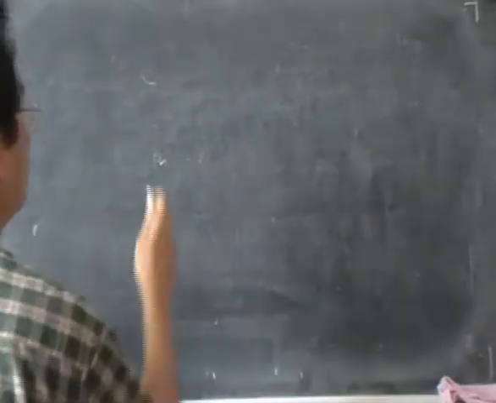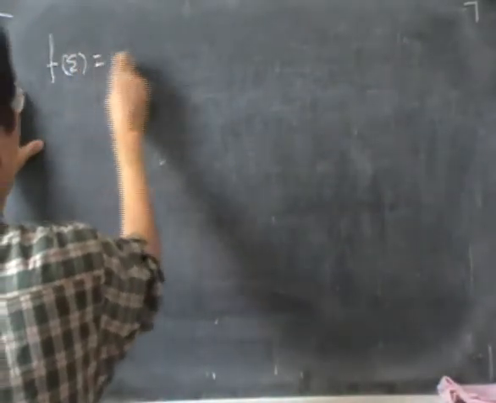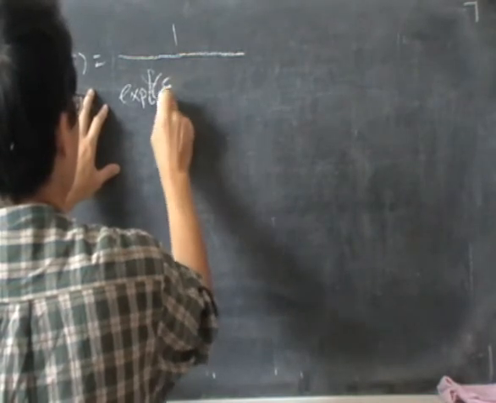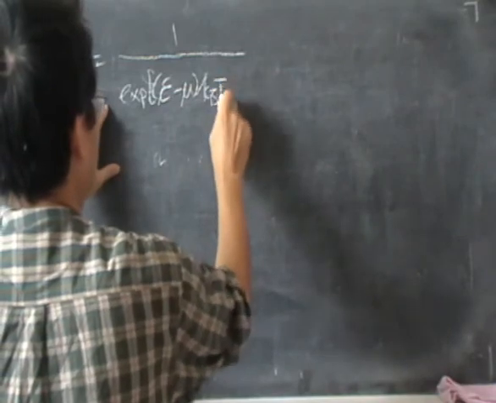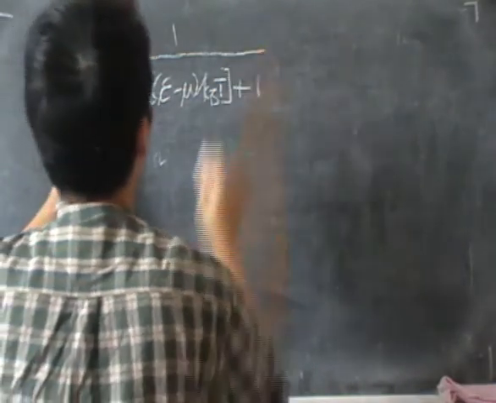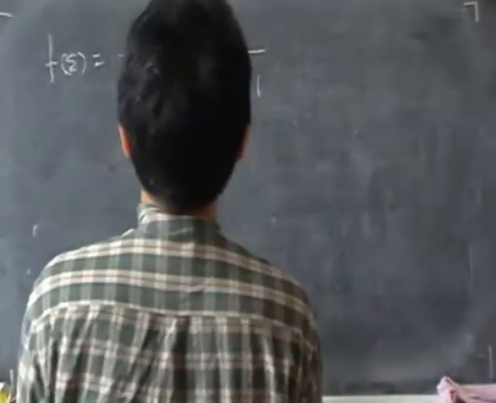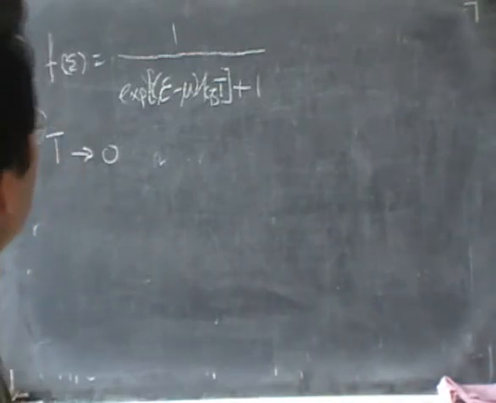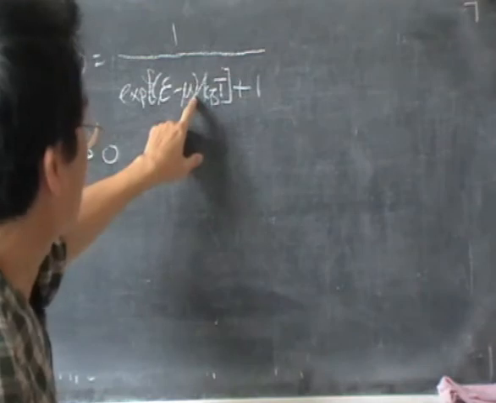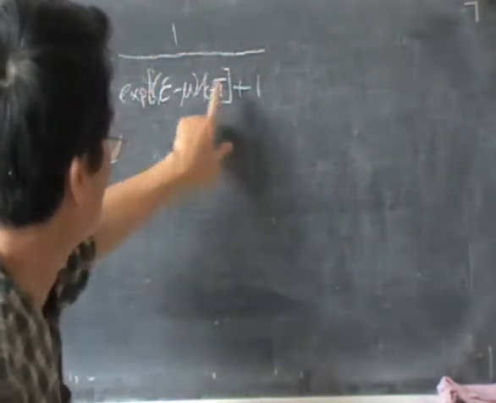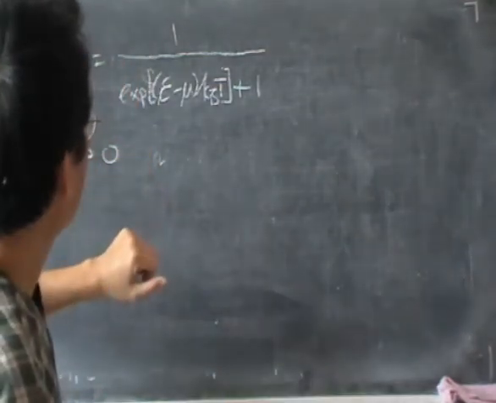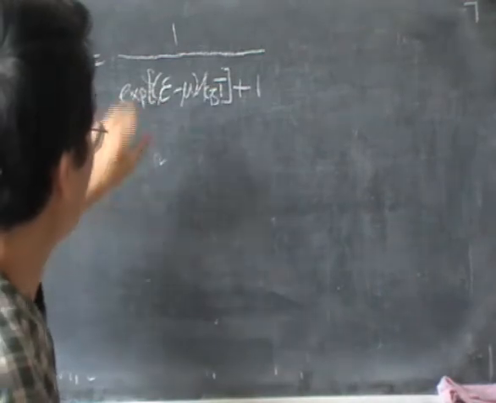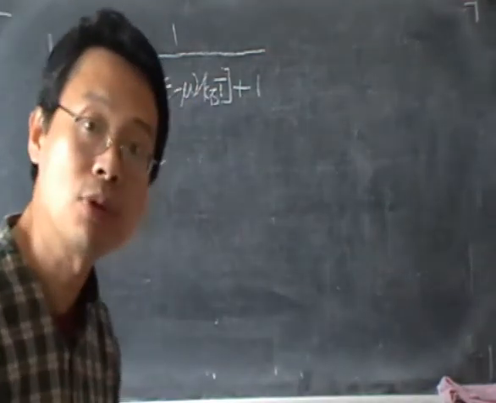So now let's have a look at what the graph would look like. I have F(E) equals 1 over exp of the bracket (E minus mu) over kBT, plus 1. Now to start with, we consider what happens when T goes to 0. So if T goes to 0, since T is in the denominator of this argument, the whole argument goes to infinity. So what happens to the exponential then will depend on whether the argument is positive or negative.